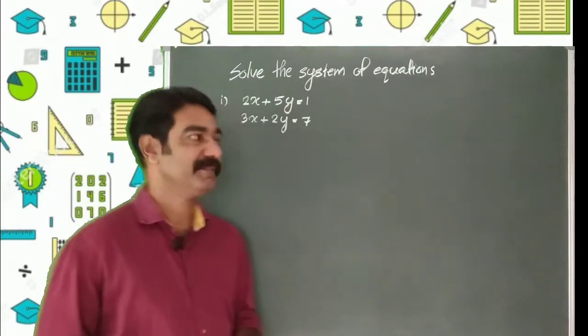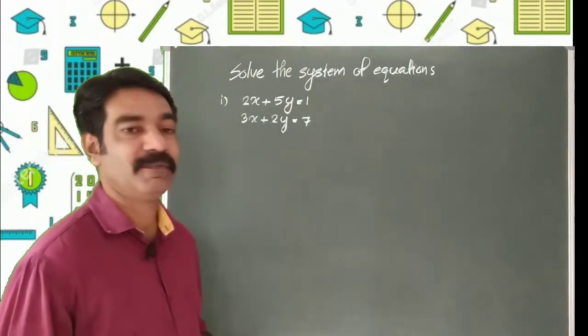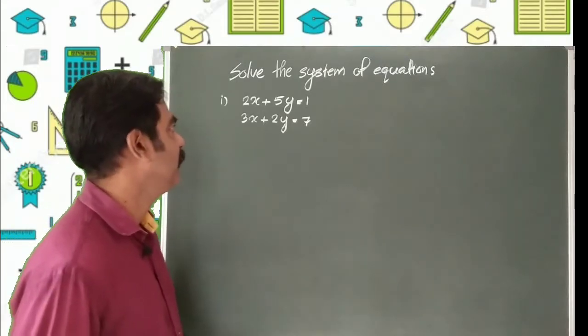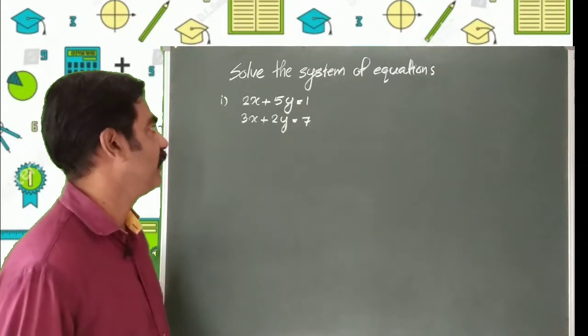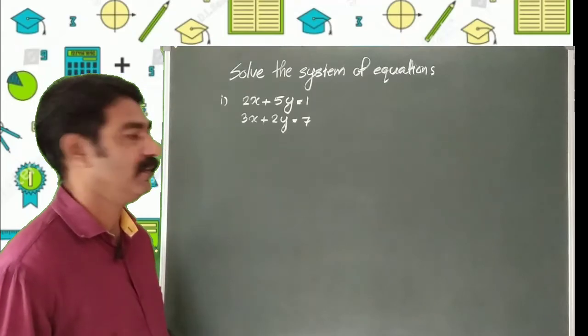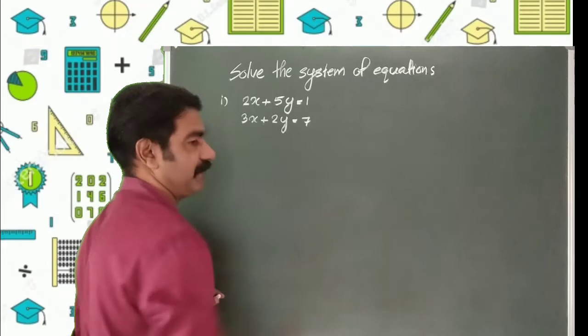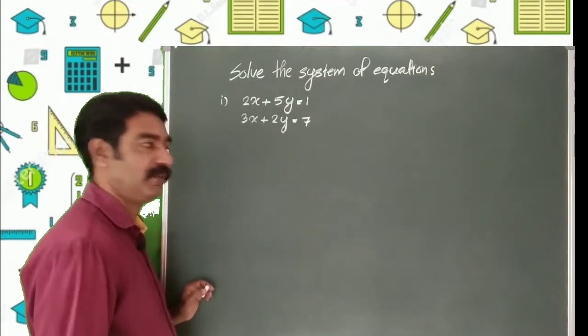The first problem: solve the system of equations. First one is 2x plus 5y is equal to 1, 3x plus 2y is equal to 7. A pair of linear equations is given. We have to solve.